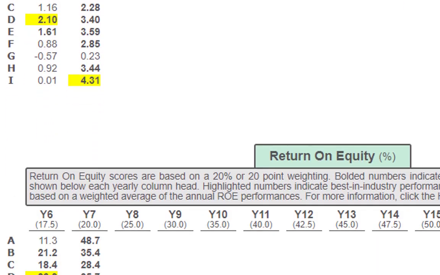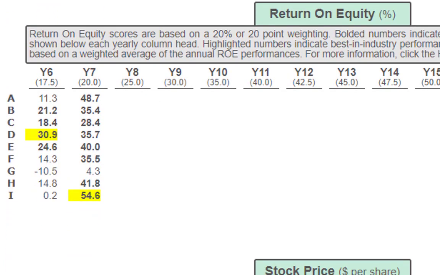Let me scroll down to return on equity. Then again, everyone met expectations. Company I was best in show at 54.6.